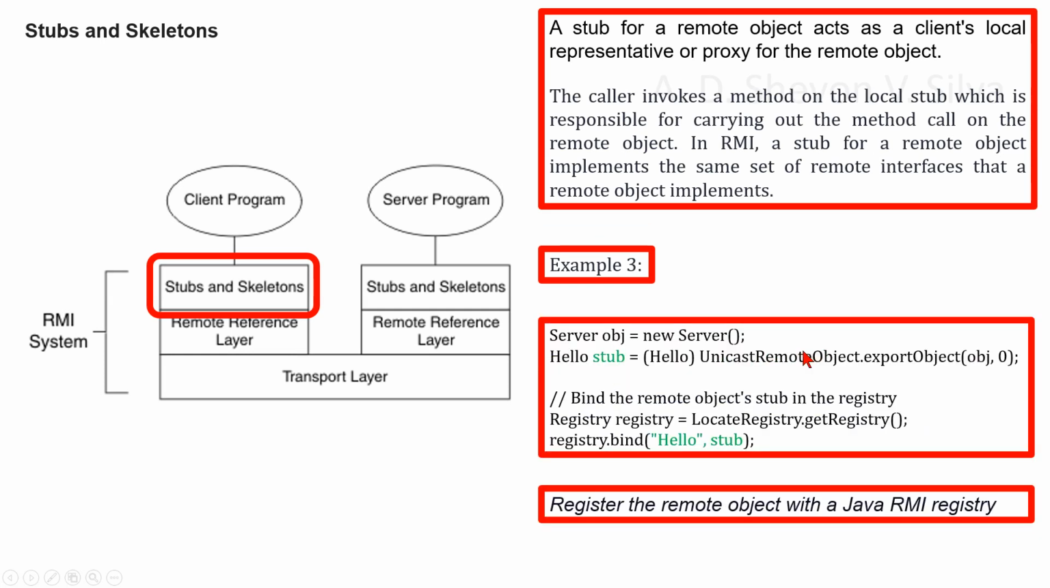Here you can see how to register the remote object with the Java RMI registry. For a caller, whether a client, peer or applet, to be able to invoke a method on the remote object, the caller must first obtain a stub for the remote object.